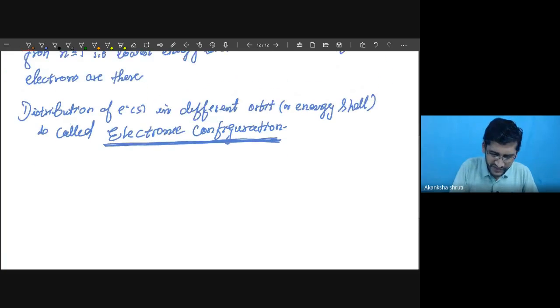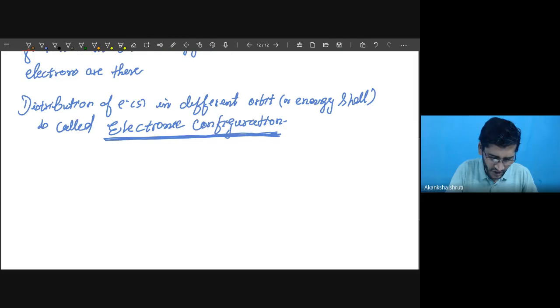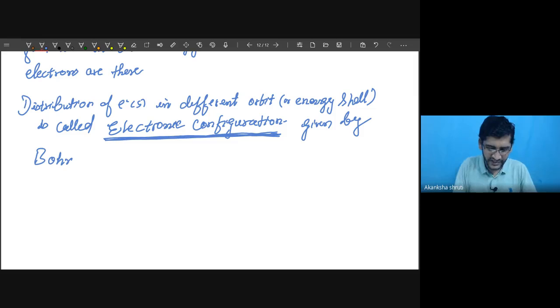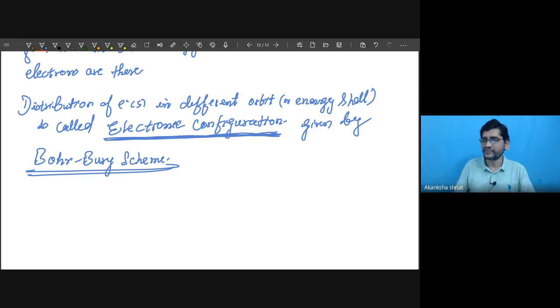Or the distribution of electrons in different orbits, called electronic configuration, was given by Bohr. Along with Bohr, another scientist, Bury, also worked on the distribution of these electrons. So write this as the Bohr-Bury scheme, meaning the rule. So what is this electronic configuration?